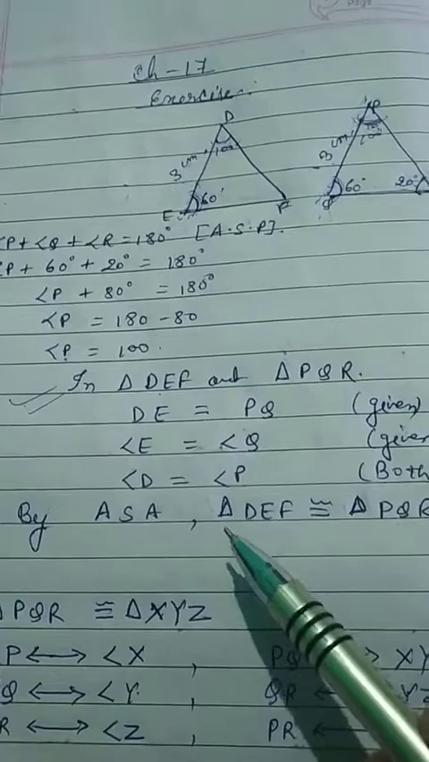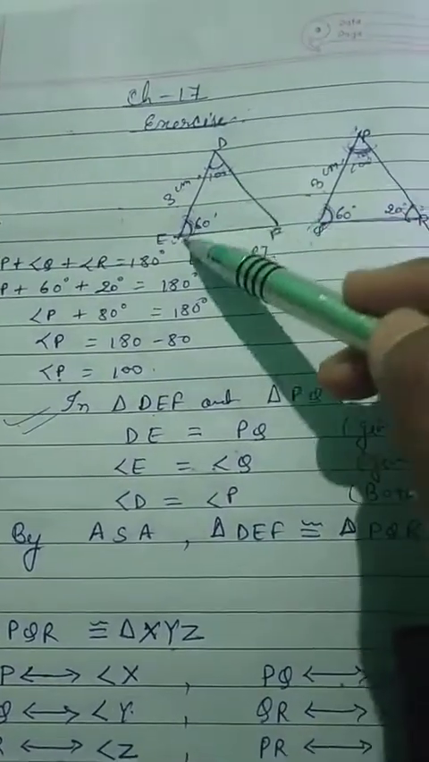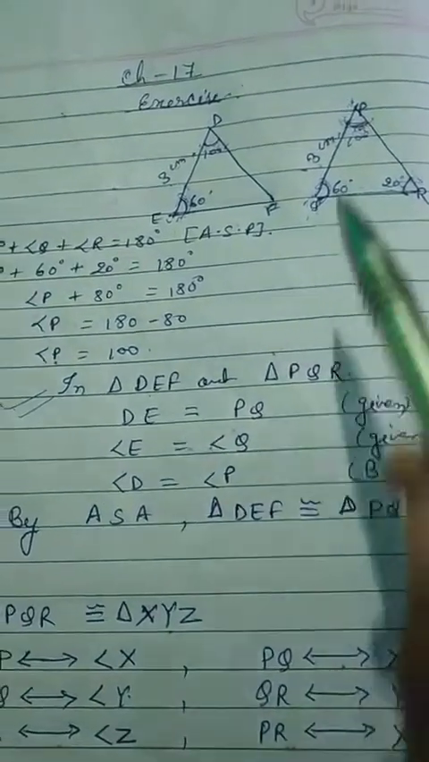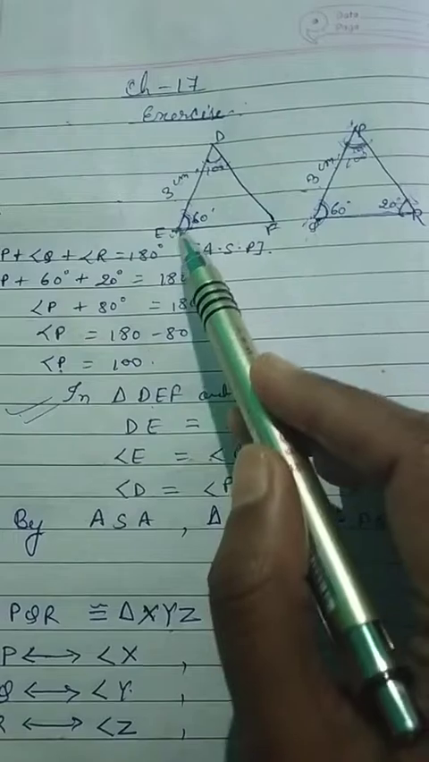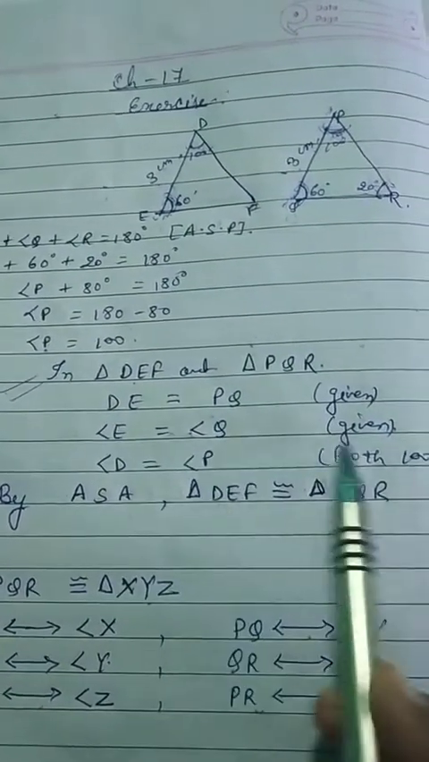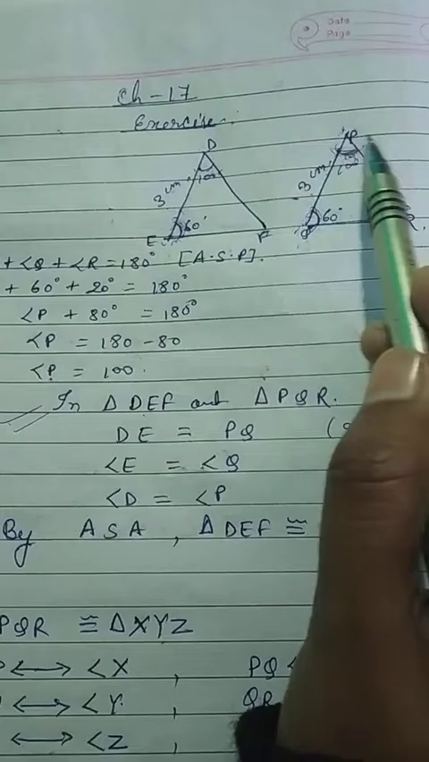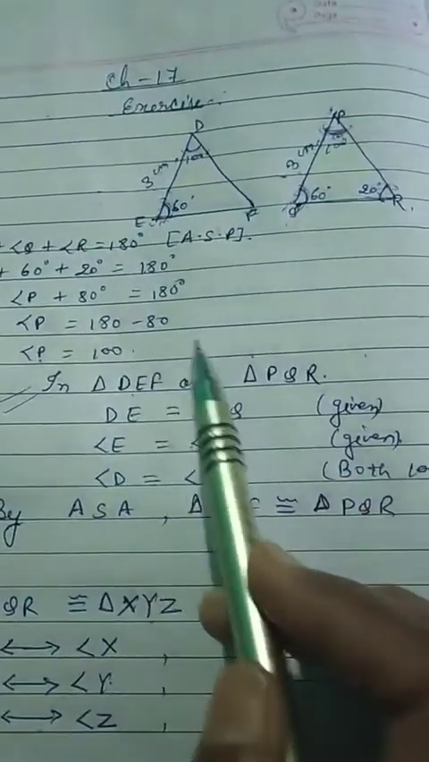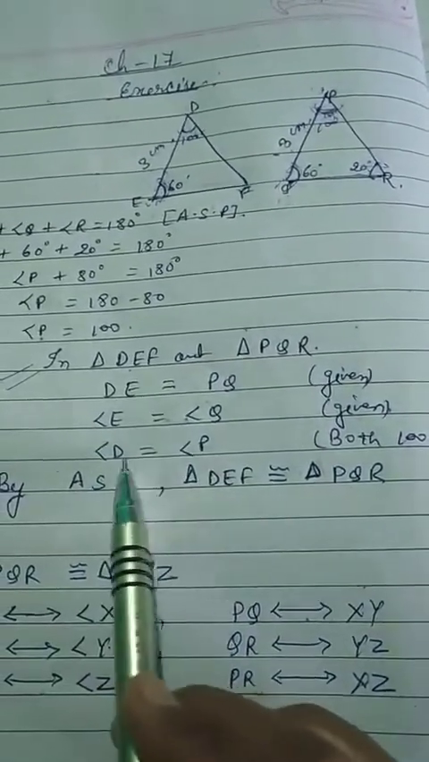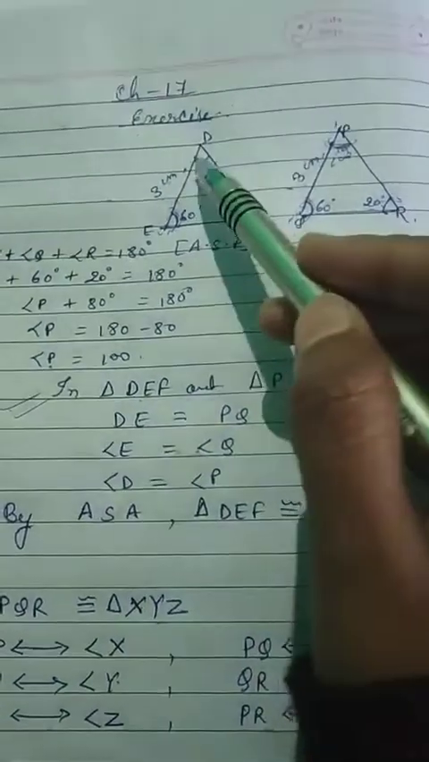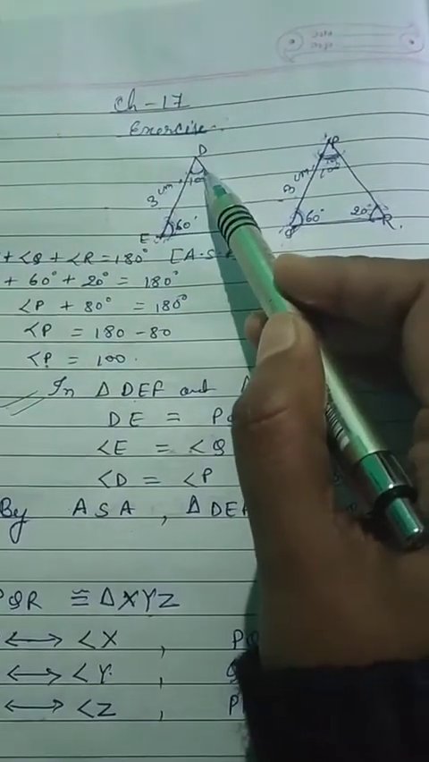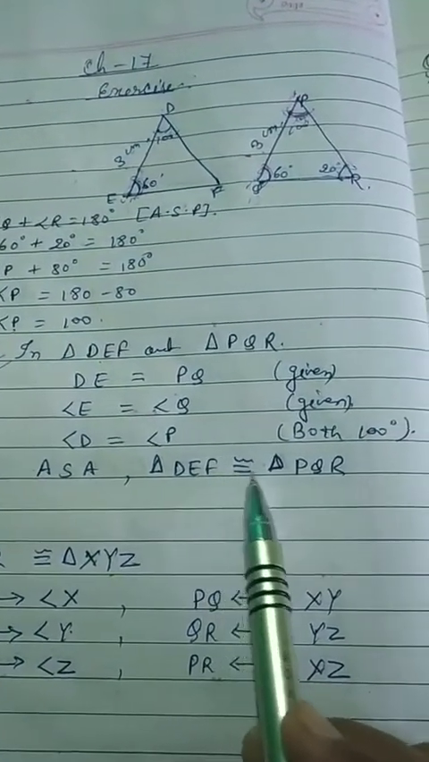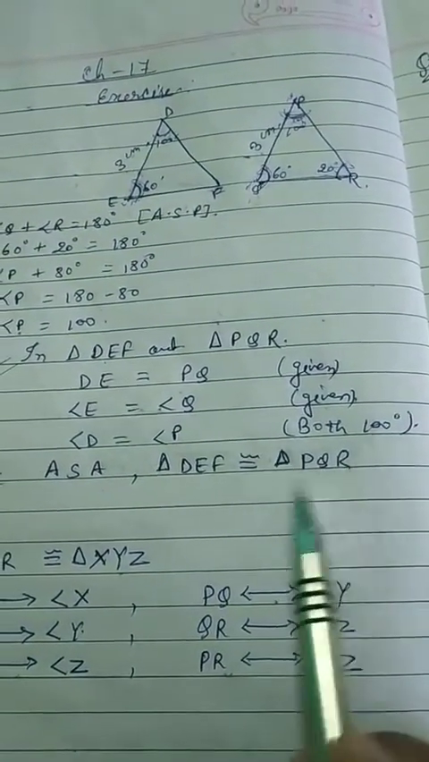After that, you have to write the things which are equal. DE side is equal to side PQ. Reason: it is given in the question. Angle E is equal to angle Q. Both are 60 degrees. It is also given in the question. And angle D is equal to angle P. Both are 100 degrees, because angle P we have taken out now. So both are equal. So two angles and one side in between. So angle side angle. So by angle side angle, triangle DEF is congruent to triangle PQR.